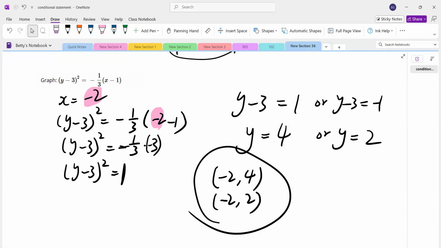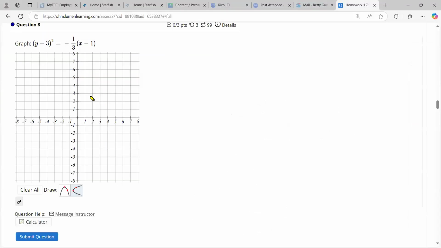Let's go back to Lumen. Which one? This one. It is a horizontal parabola. So again, we click this icon for a horizontal parabola. The vertex is 1, 3. The parabola opens to the left, so it crosses the y-axis.